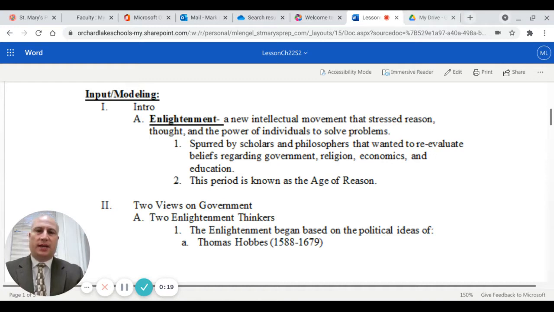And the Enlightenment was actually a new intellectual movement that stressed reason, thought, and the power of individuals to solve major problems. And this was spurred by scholars and also philosophers that wanted to reevaluate the beliefs regarding government, religion, economics, and also education. This period is also called the Age of Reason, using deductive logic to solve problems.